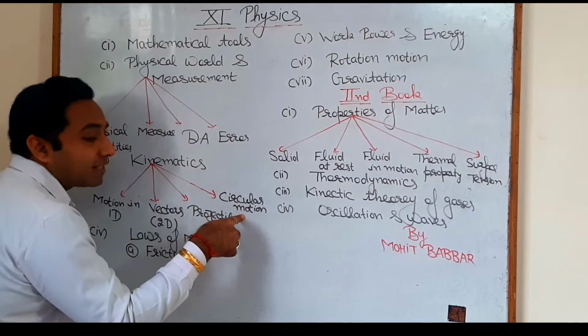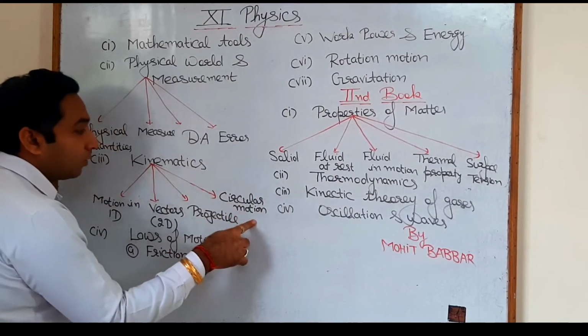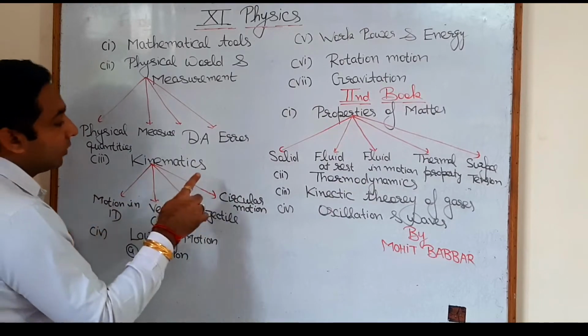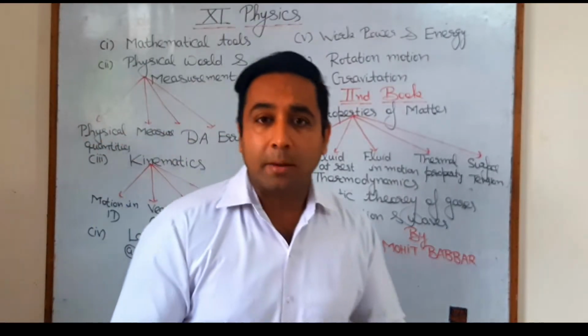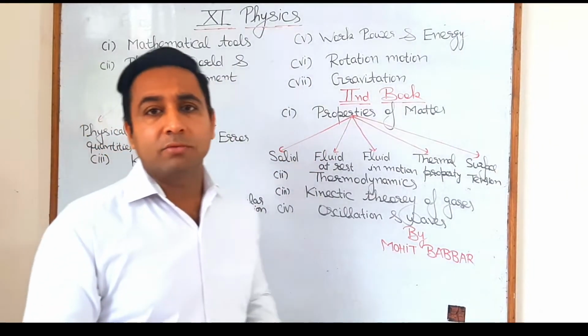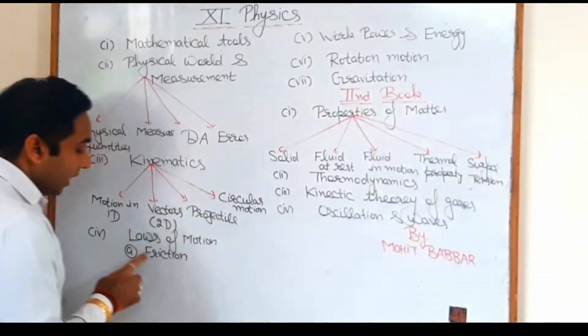Then move on to the next one. That's again a 2D motion called circular motion. So that's about the contents of the third chapter called kinematics. We will discuss what is the meaning of this kinematics later on. So then move on to the next one.